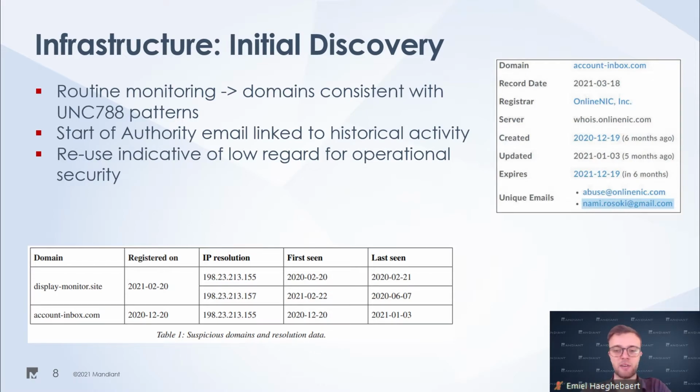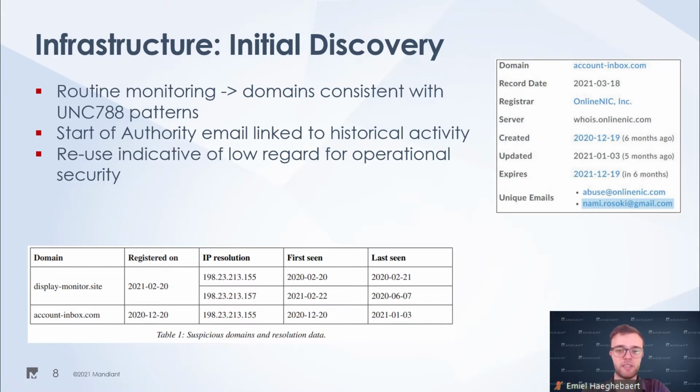Because the group is very active, our team conducts routine monitoring for newly procured UNC788 infrastructure that is configured in a way that's consistent with their historical domain registration patterns. During this type of routine monitoring in late February of 2021, we identified a domain display-monitor.site, and it resolved to the IP address 198.23.213.155 as well as 157. And also resolving to the former IP address a few weeks prior was the domain account-inbox.com, as you can see here summarized in Table 1.